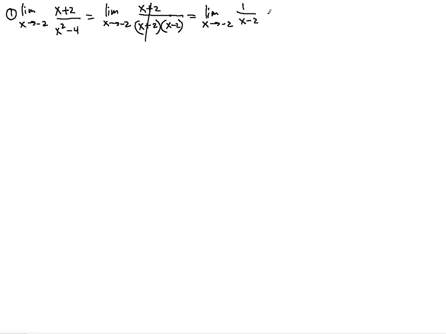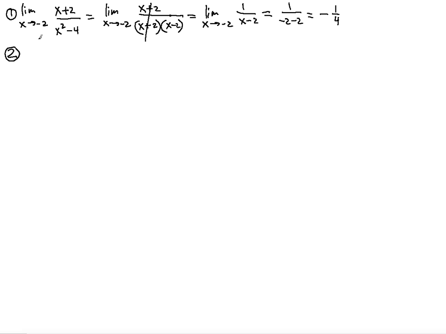Okay, and this can be evaluated, so it's going to be 1 over -2 minus 2, which is equal to -1 over 4. Okay, so you didn't have to use L'Hopital's rule. You could theoretically use it and still come up with the right answer because you have an indeterminate form. It wouldn't be wrong, but you can avoid it here in this case.